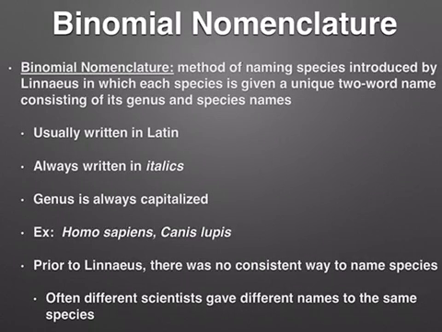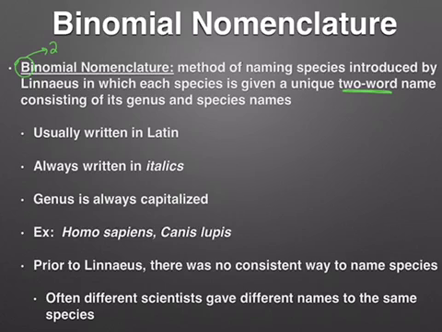Binomial nomenclature is a method of naming species. This was introduced by Linnaeus, in which each species is given a unique 2-word name consisting of its genus and species name. The two-word name is kind of a giveaway in the prefix binomial. The prefix bi refers to the number 2.